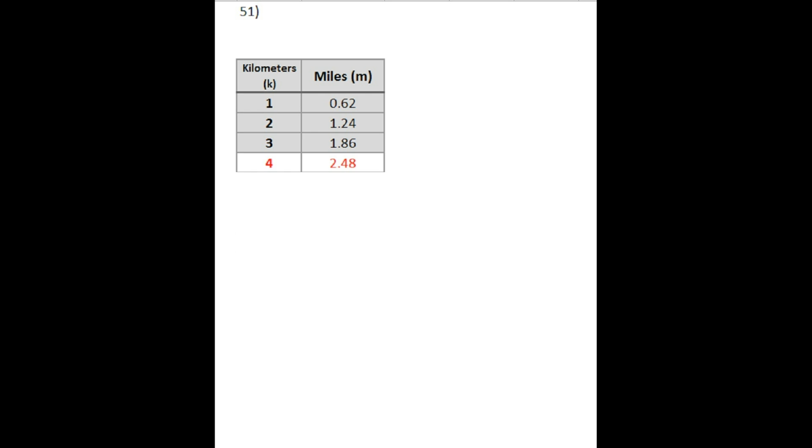So we're looking at number 51. Oh, and this is the homework for Tuesday, December 19th. 51 says copy a chart. Boom, got it. 1, 2, 3, 4. And then we have 0.62, 1.24, 1.86, and 2.48. And if you're doing it traditionally, X is on the left side, Y is on the right side. So let's see if we can figure out what we do to our kilometers to get miles.